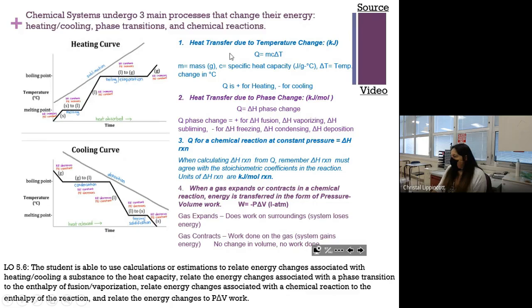All right, heat transfer due to temperature change. So we talked about this formula. During a phase change, Q would equal delta H times the phase change. So they'll give you the heat of fusion. And then you can also have that at constant pressure. And then when a gas expands or contracts, we can use this formula.